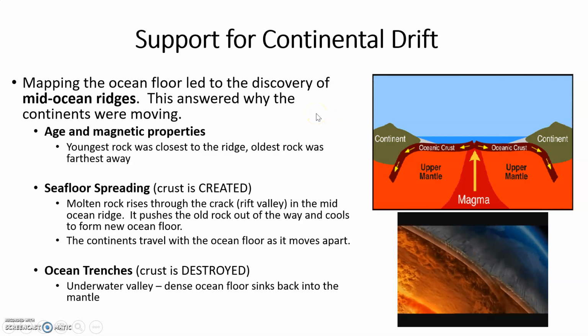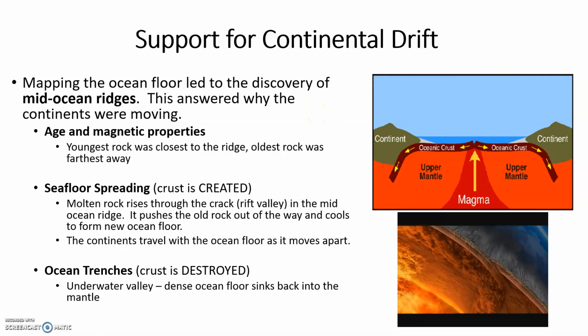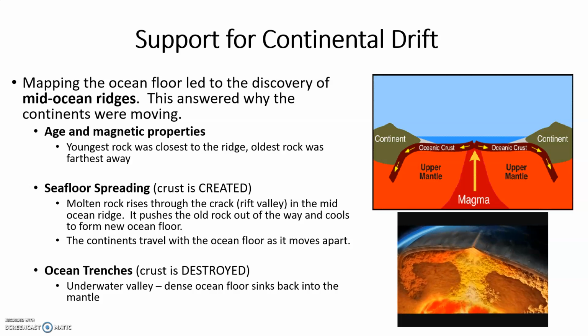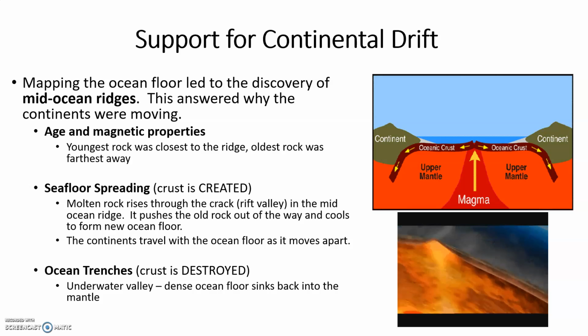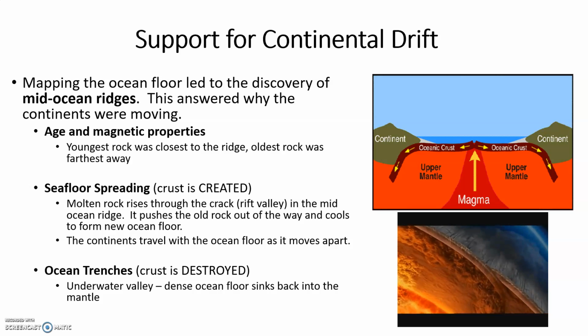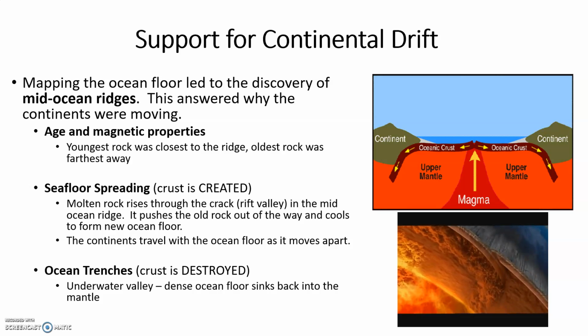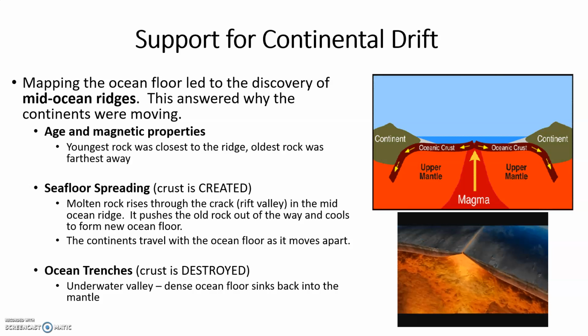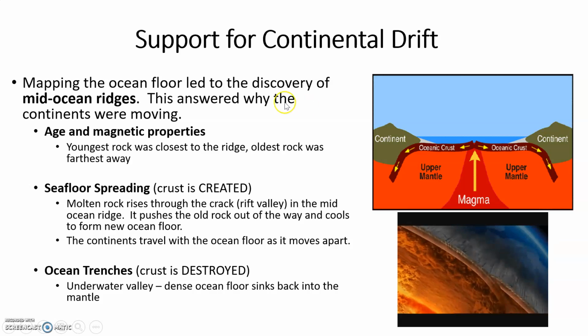All right, so there was some support for continental drift in Alfred Wegener's theory later, past his life. The mapping of the ocean floor led to the discovery of the mid-ocean ridge that we talked about with oceans. This was able to answer the question as to why the continents themselves were moving. So there are three things about it that were important.